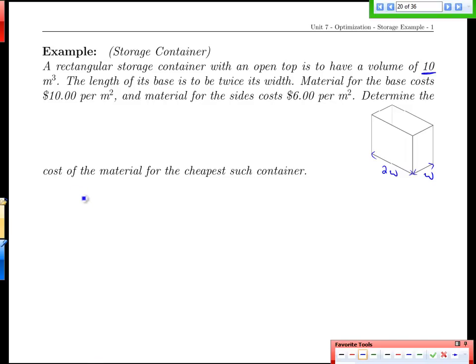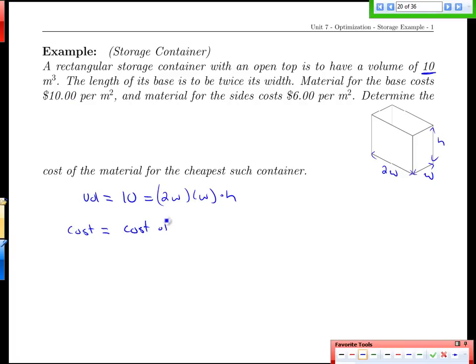Okay, so what do we have in terms of relationships here? We know we need a volume of 10. So the volume must be 10, and that is equal to 2 W's times a W times the height. Let's put that on there. What else do we know? Well, we also know that there's going to be a cost to build that. And the cost is going to be $10 per square meter of the base.